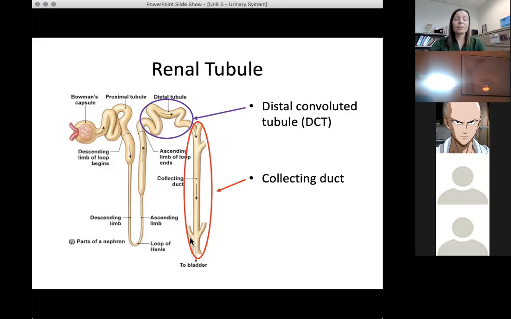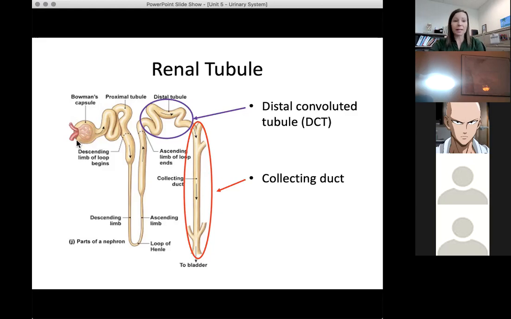Okay, and then the last section of the nephron is called the collecting duct. This has the exact same histology and special types of cells as the DCT. So everything's the same, simple cuboidal epithelium. It also contains those two special types of cells, principal cells and intercalated cells. And this part, this collecting duct, extends all the way down to the tip of the renal pyramids. Remember, that's where the opening is, called the renal papilla.